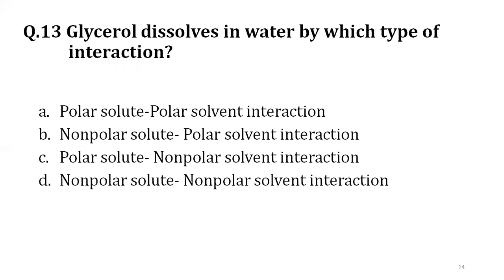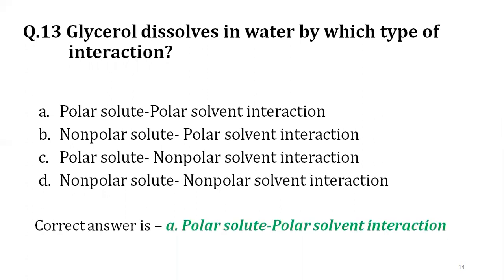So you should know first of all the nature. There are three types of solvents: polar, non-polar and semi-polar. So water, as you know, is polar in nature, and glycerol again is polar in nature. So the correct answer is A, that is polar solute and polar solvent interaction. So you should just remember the phenomenon of solubility: like dissolves like.